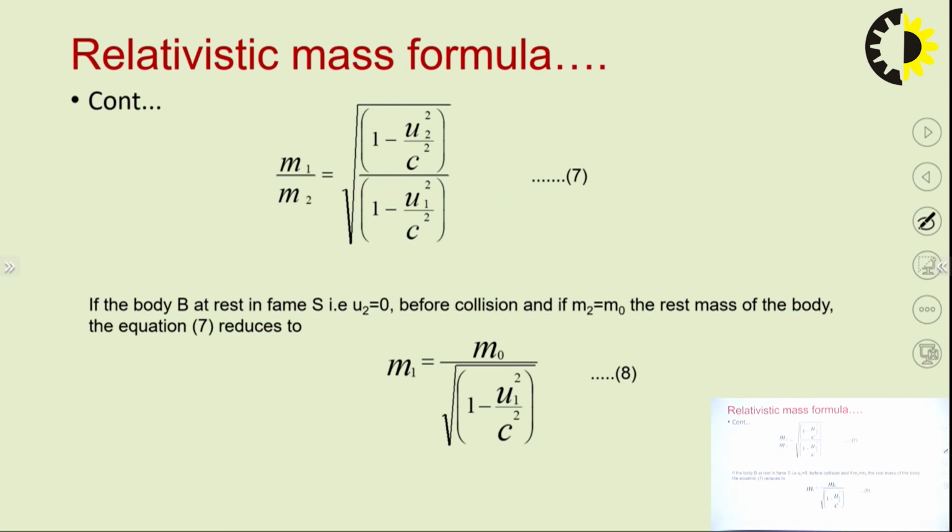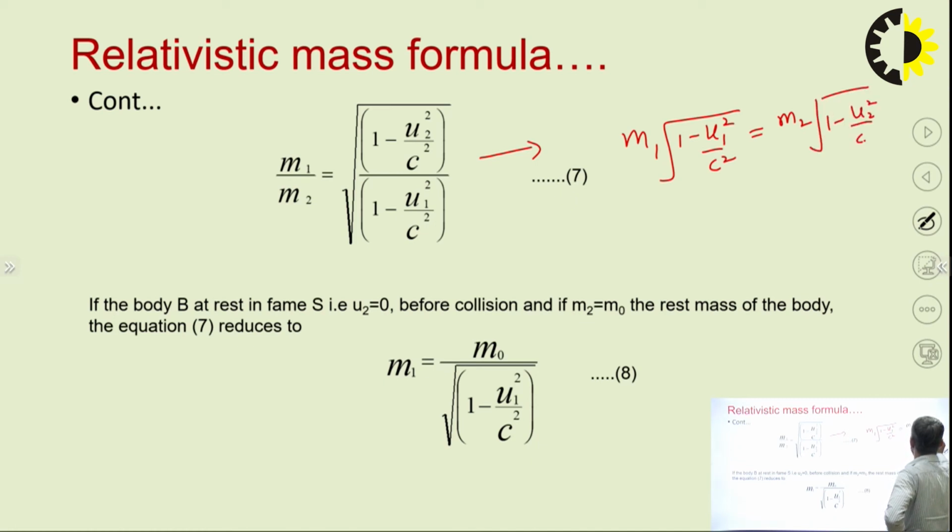So, if we do cross multiplication, we get m1 times under root of 1 minus u1 square by c square is equal to m2 times under root of 1 minus u2 square by c square, and take it as m naught, because this is for system A and this is for system B, but both are constant. So, we take a common value m naught as a constant. This is what we are assuming.